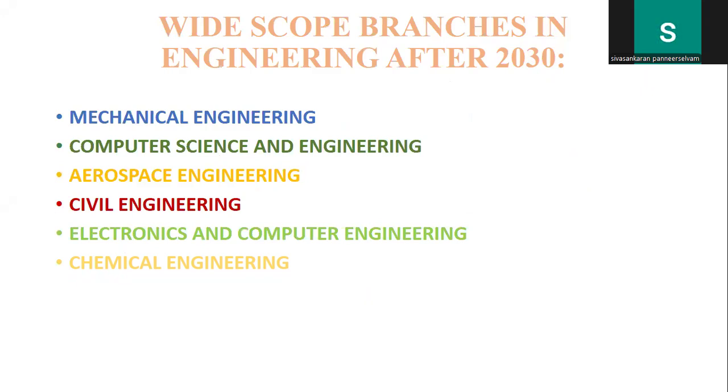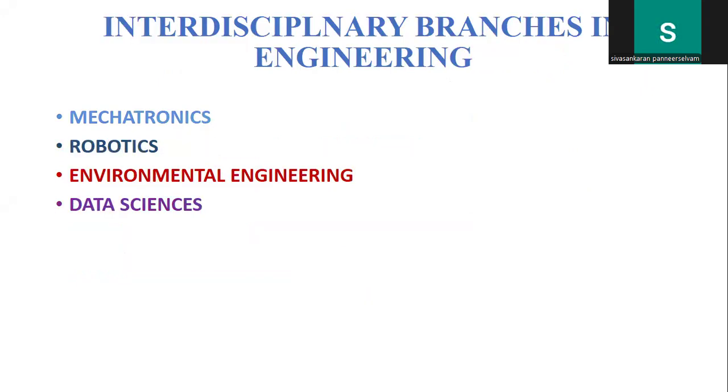Next, some of the wide scope branches after 2030. So these are some of the listed out branches that are specified here. And interdisciplinary branches in engineering. Say those who want to do PhD or any kind of research studies after the engineering graduation, they are most welcome to do their interdisciplinary research in the following areas like mechatronics, robotics, environmental engineering, and data science. The data science is a common area which can be embedded to any branch of engineering specialization.